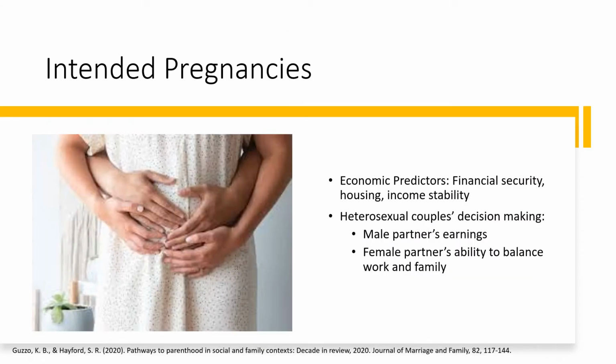So moving on to talk about intended and then unintended pregnancies. Intended pregnancies are predicted by some economic factors like financial security, having access to secure housing, having a stable income. And for heterosexual couples, some factors that have influenced their decisions are whether or not the male partner has high enough earnings and whether or not the female partner feels as if she can balance work and family. This harkens back to the separate spheres ideology that's been in existence for a couple hundred years, where we think of, in heterosexual couples, males as more of the breadwinners and females as more of the home care providers. Even though that's shifted a lot, it's interesting that we still have vestiges of that showing up.